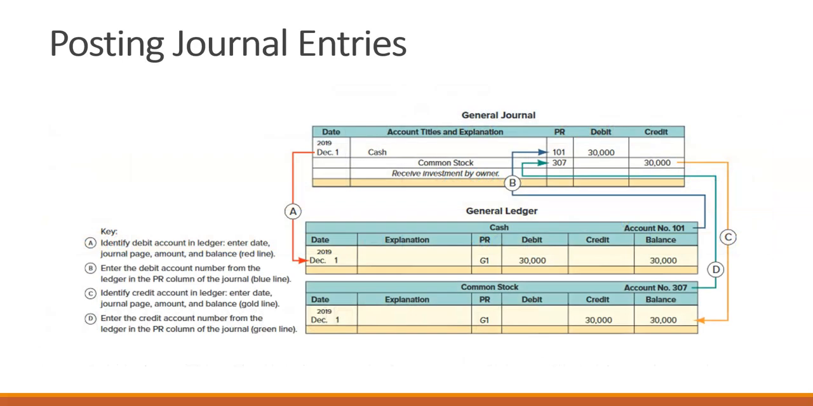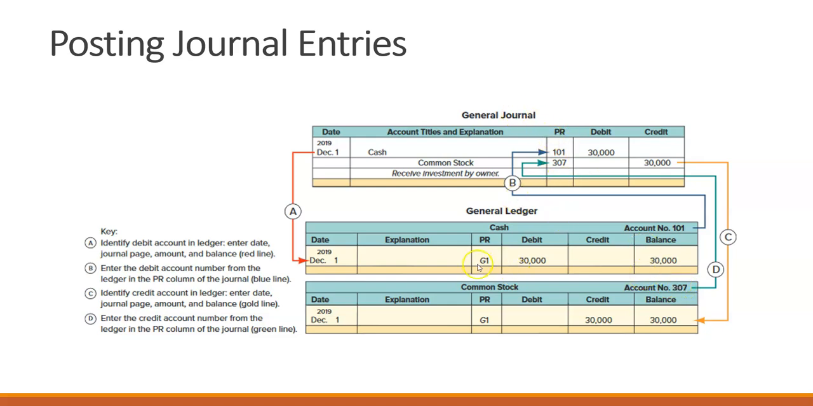When we post journal entries, we take the information from the journal entry and put it in the corresponding account. We also record the date, how much. We'll have some kind of indicator of what journal entry this corresponded to. So we have that this was the general journal entry 1. We have account 101 here, account 307 here.